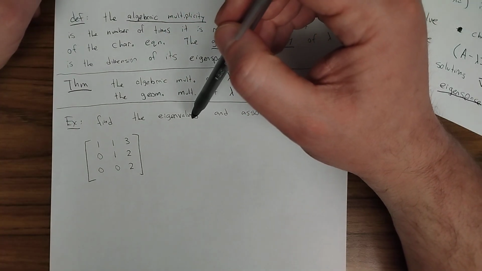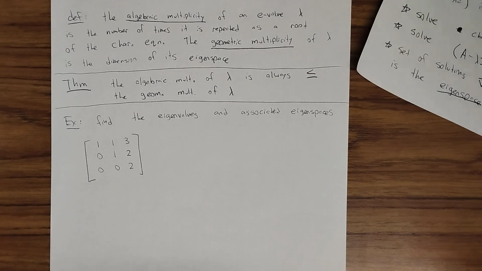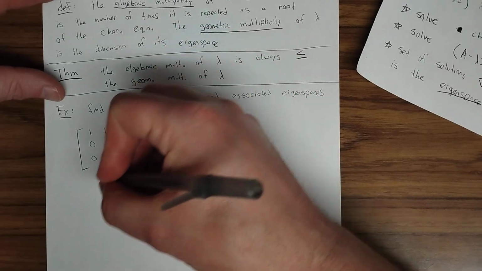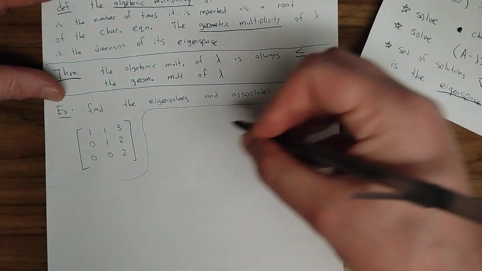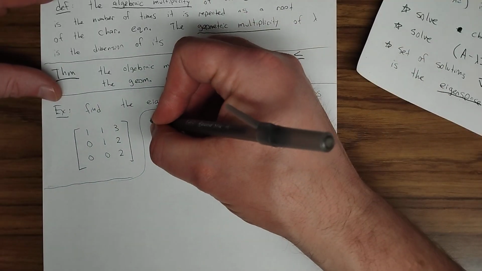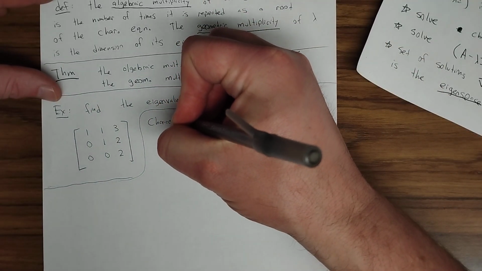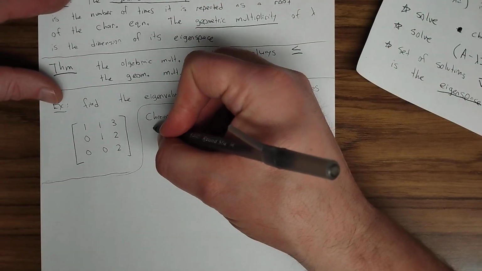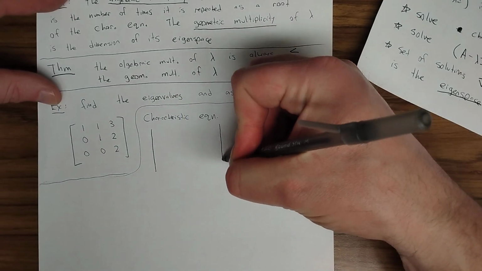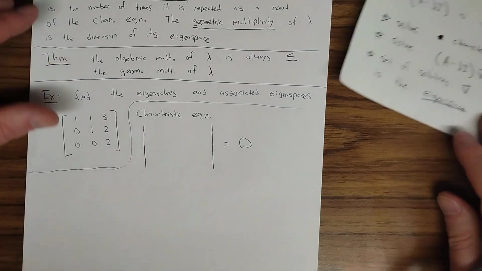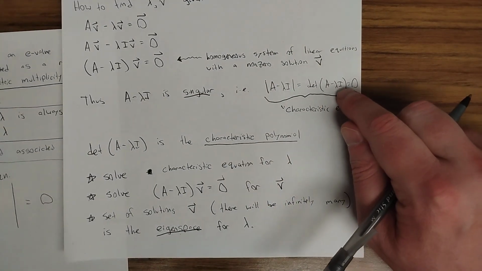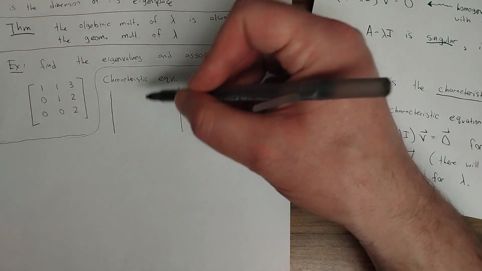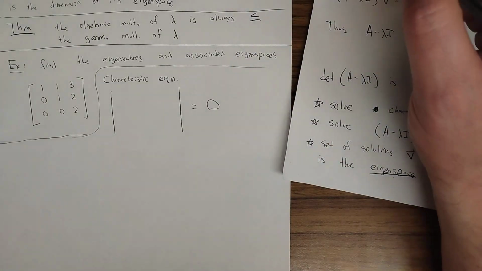We're going to find the eigenvalues and the associated eigenspaces of this matrix. So, let's go. Characteristic equation is the determinant of A minus lambda I equals 0. So I'm writing a determinant. Inside this, I'm going to write A minus lambda I, and I'm going to set it equal to 0.